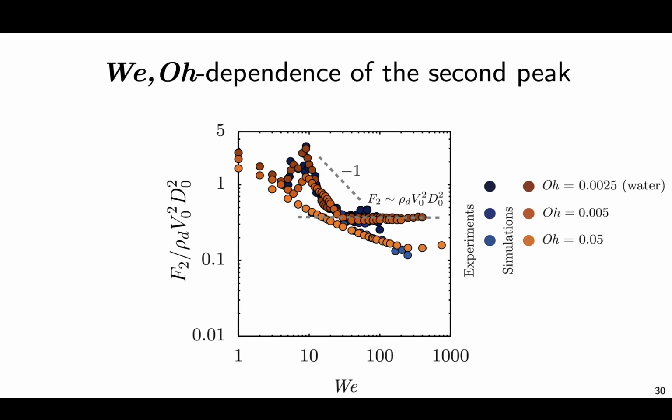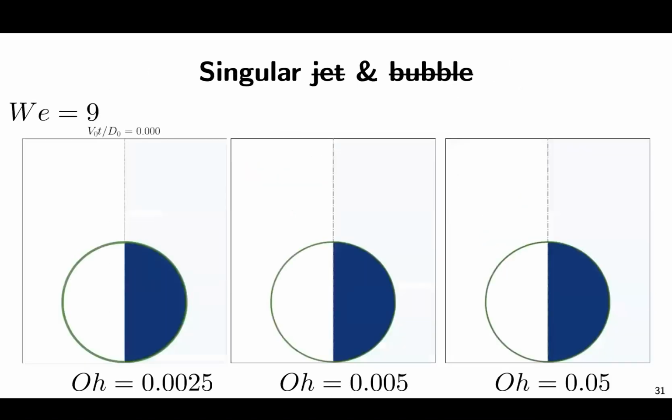And now what happens when we increase the Ohnesorge number even further? So now let's say we go to a case which is 20 times more viscous than water, then we see that this sharp increase in the second peak, which was over here, simply disappears, and we get a dependence which simply goes down and then goes to a constant value. And that we can see also in the video over here.